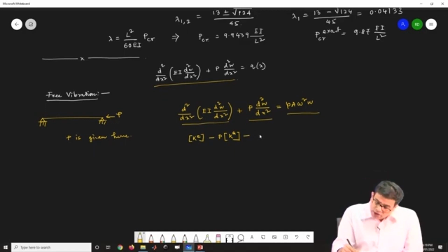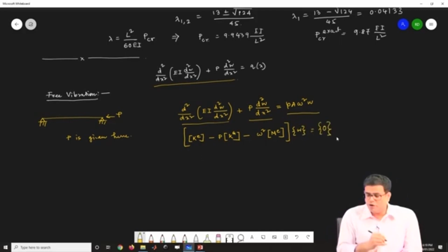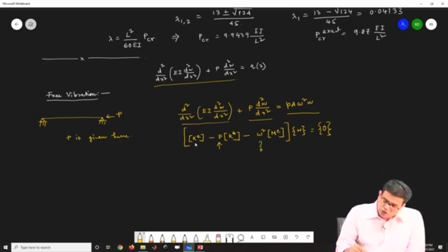So here it will be omega squared into M. This will give me my final eigenvalue problem, which will have w again, and this will be 0. So this is my eigenvalue problem. Here P is known to me, and my objective is to find out w. The mass matrix we know, Kg we know, and the mass matrix for the beam problem is M_e.